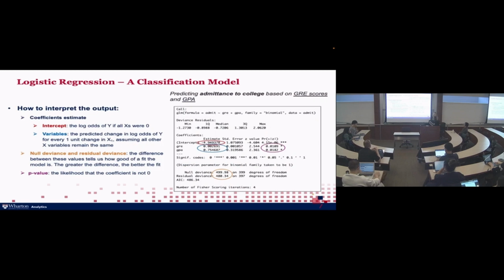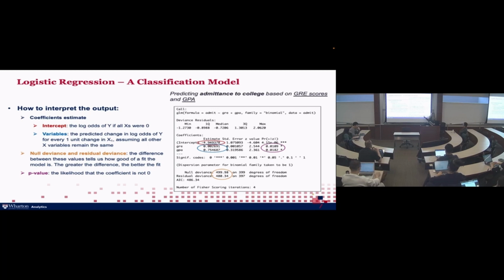So this is the output of a logistic regression. For this data set, we are predicting admittance to a college based on GRE scores and GPA. So the outcome is accepted or not accepted, a binary outcome. For the intercept, we interpret that to be the log odds of y if all x's were 0. So the log odds of someone getting into college if their GRE and GPA was 0. So obviously it's going to be negative. For the variables, we interpret it as the predicted change in log odds of acceptance into college for every 1 unit change in X. So 1 unit change in GRE, as long as GPA stays the same, and then for every 1 unit increase in GPA, as long as GRE scores remain the same.